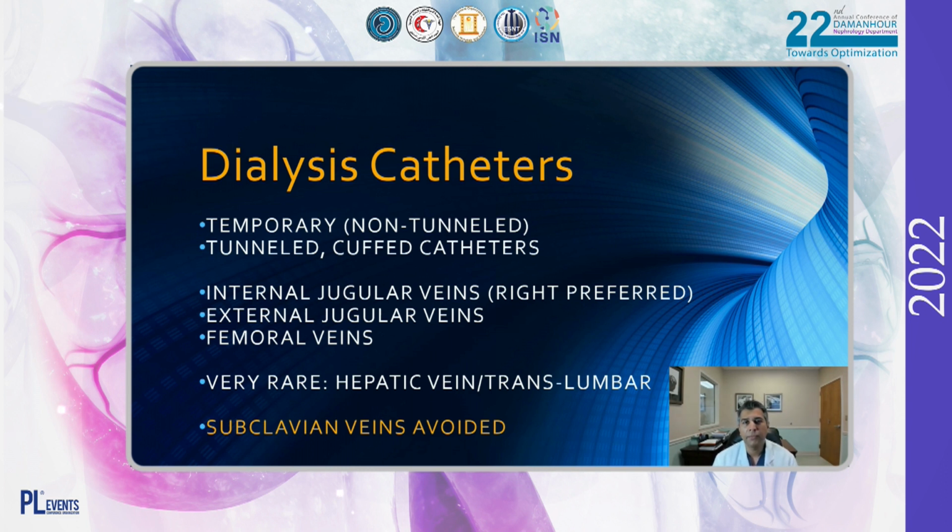In preference, we like to use the right internal jugular vein for catheters as the anatomy is more favorable and it's a straight line down to the right atrium where we get our best flows. However, when the right side is not available, we'll go to the external jugular veins or the femoral veins on the right side or the left side as well. Very rarely, when you have patients who have exhausted catheter options, we'll use a hepatic vein or translumbar veins. However, these are exceedingly rare in the United States. We generally try to avoid subclavian veins for any of our dialysis catheters because those subclavian veins can develop stenosis after a catheter is placed, which can interfere with any future fistula or grafts being placed in those arms.